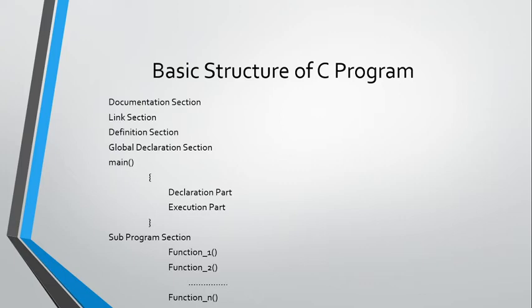So even though the structure of a C program is like this, we will be using this structure less. We will be using the main function every time. Then the link section will be used, and sometimes we will be using functions. So in modular programming, we will be using functions.